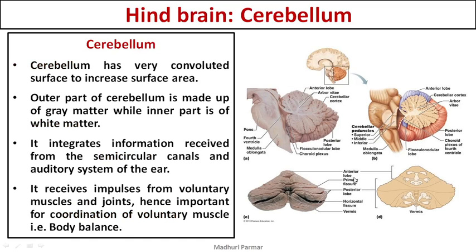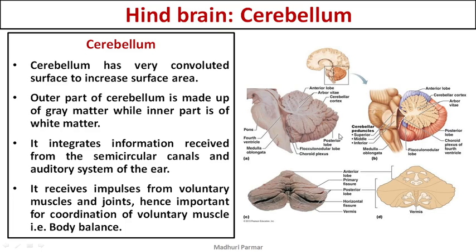Cerebellum has a very convoluted surface. Convoluted means it has a lot of folds, as you can see here, and this increases the surface area. The outer part is gray matter, just like your cerebrum. You have outer part which is gray, inner part is white matter.